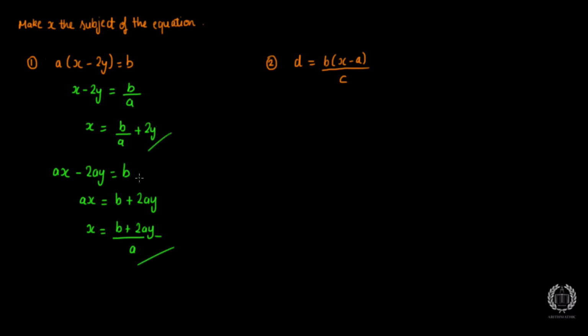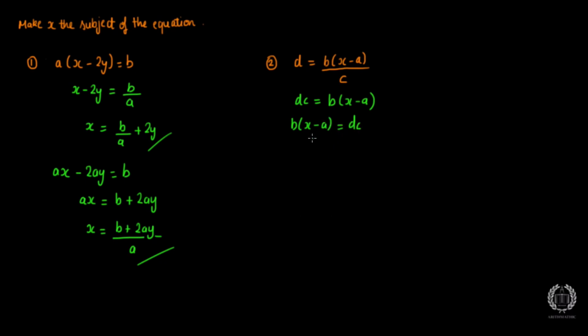It's fine. Okay, and now if we go to this one, we want to make x the subject again, and remember this is a fraction, we need to get rid of the c, so we're going to cross multiply. So d times c is dc, equals b times x minus a. Now we can rewrite this as b bracket x minus a equals dc.